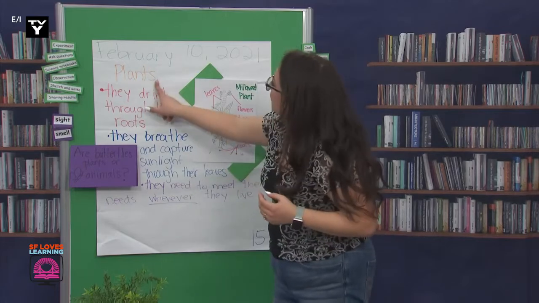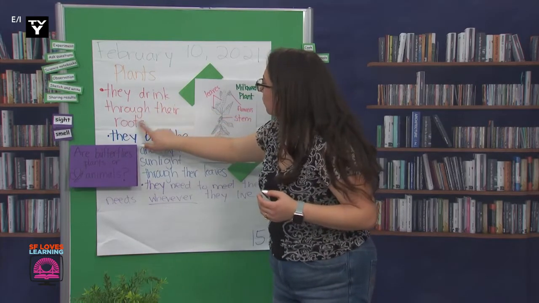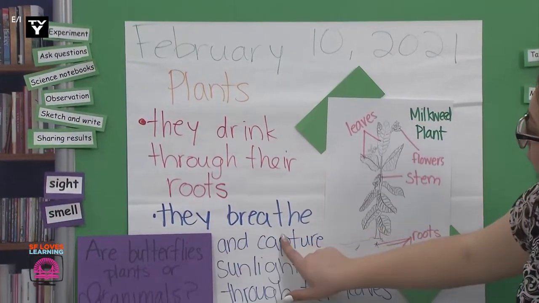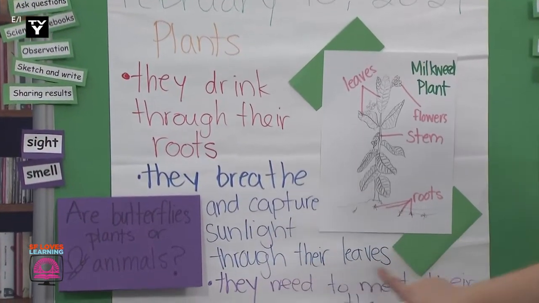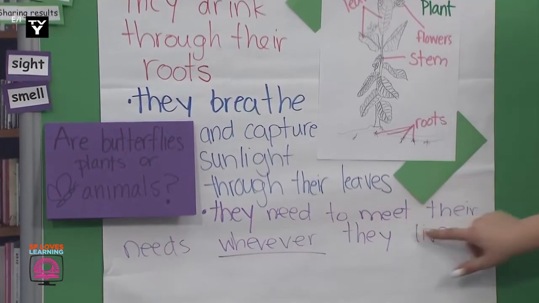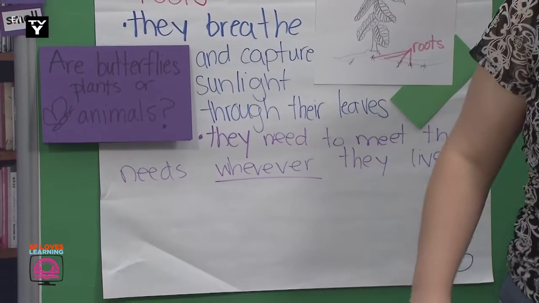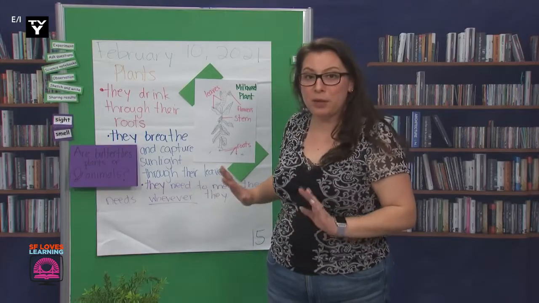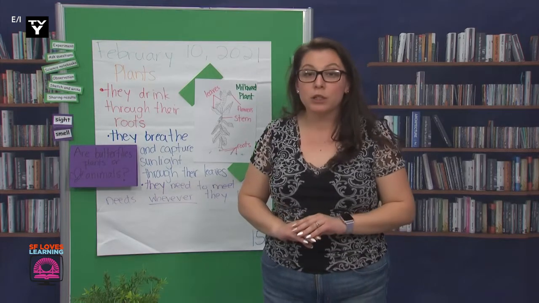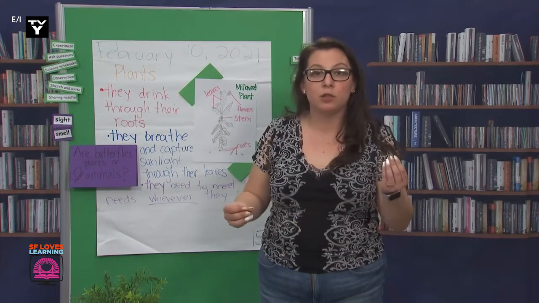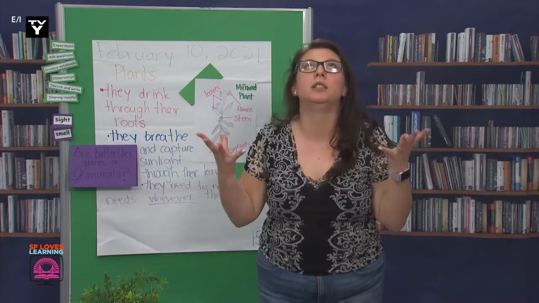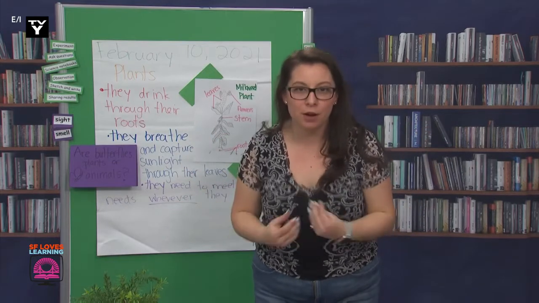I need to reach a conclusion. All right, plants. They drink through their roots. They breathe and capture sunlight through their leaves. They need to meet their needs wherever they live. Okay. Well, scientists, we learned a lot about plants today, and tomorrow I want us to compare the evidence between animal and plant needs to help us finally determine what butterflies are.